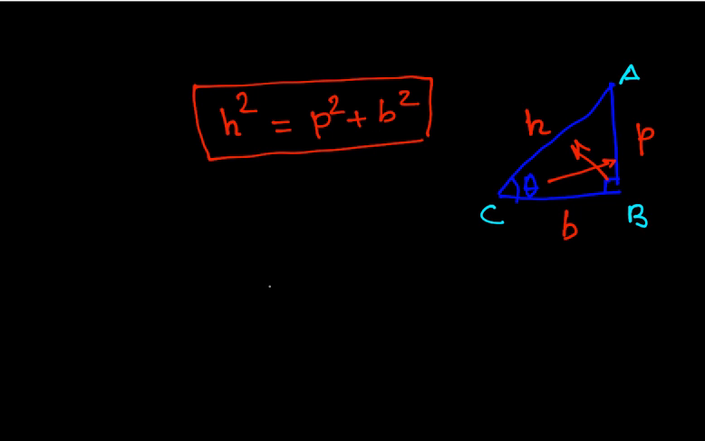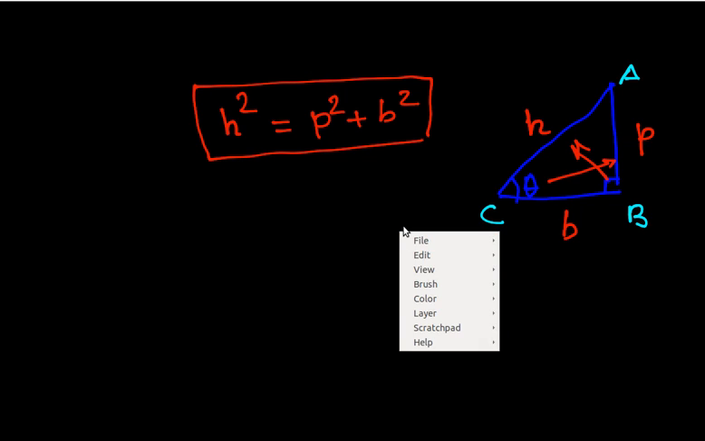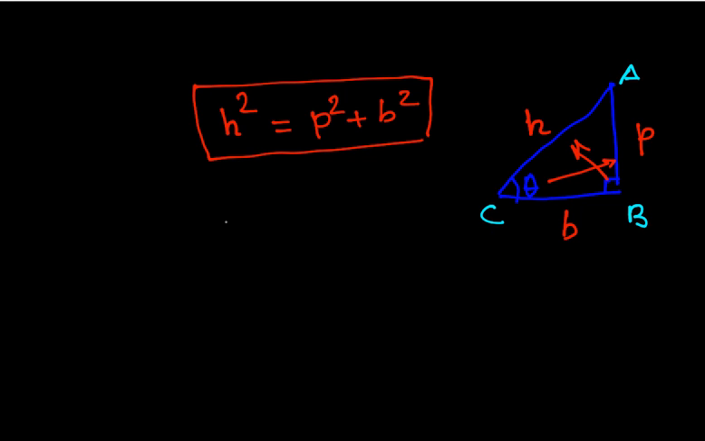So let's proceed further. Let's see another example, how we can do it in another way. Let's draw a triangle. This is the triangle. Let's name it, let's call the vertices A, B, C. As usual, angle B is going to be 90 degrees and let's call this angle theta.